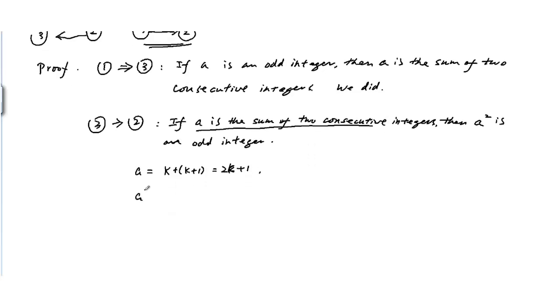So you just square it. So a squared equals (2k plus 1) squared. And now this, you can FOIL it, right? So 2k plus 1 times 2k plus 1 when you FOIL it. 2k times 2k gives you 4k squared. And then 2k times 1 gives you 2k. And then you take 1 times 2k, you get another 2k, then 1 times 1 is 1.